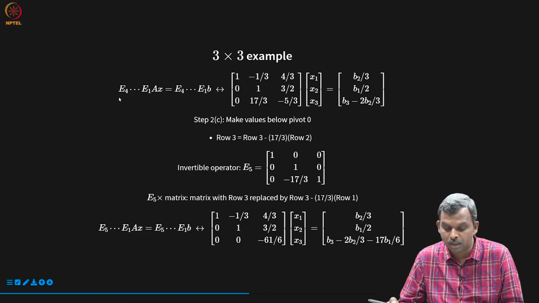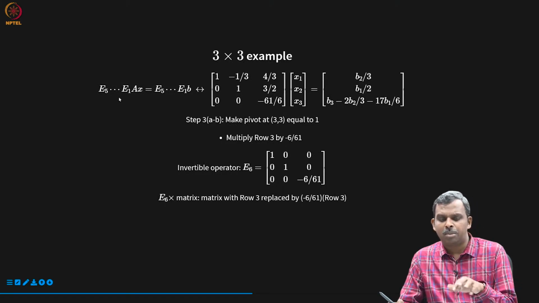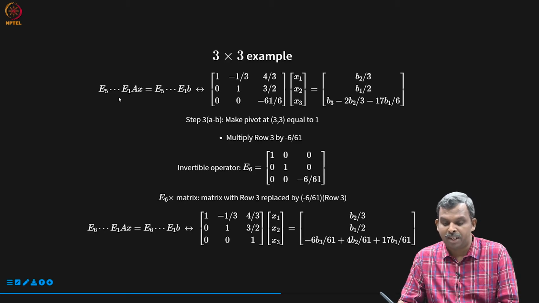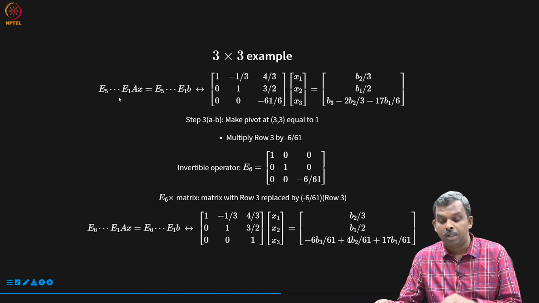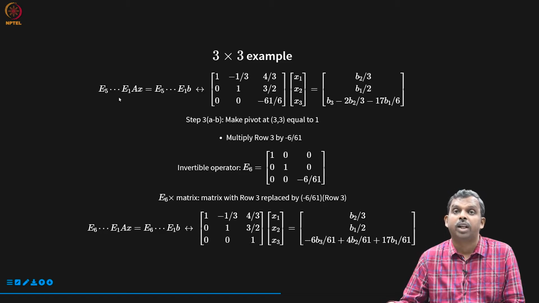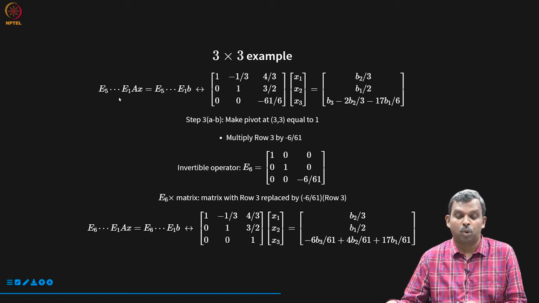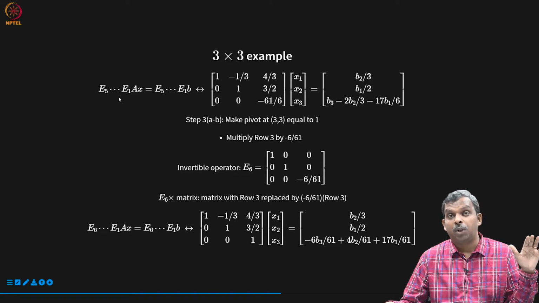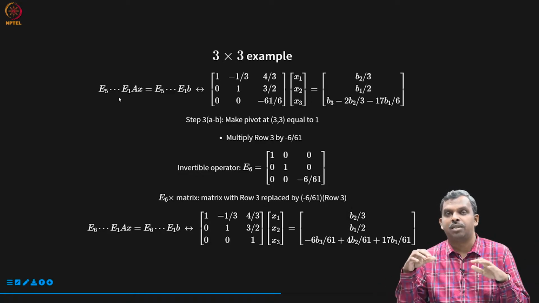And what happens in the third column? I have this minus 61 by 6. I know how to take care of that. I will make the pivot at 3 comma 3 1 by multiplying by minus 6 by 61, and I know the operator for that. I know the final form, and look at the final form that we got, right? It is exactly like before, 1 0 0, minus 1 by 3 1 0, 4 by 3 3 by 2 1, and we accomplished it by doing a series of invertible operations.